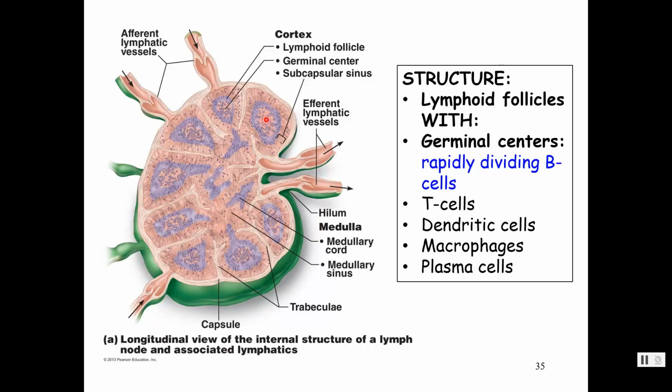So yeah, these are lymphoid follicles in other parts of the body. When we talk about mucosa-associated lymphatic tissue, they also have lymphoid follicles. But at the center of them, we have the germinal centers, which have those rapidly dividing B cells. We're also going to have T cells, dendritic cells, and macrophages. Those B cells can become activated to plasma cells, and then they can release those antibodies, those protective proteins.